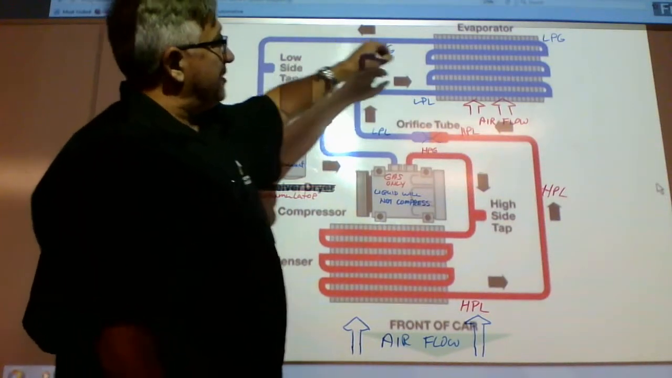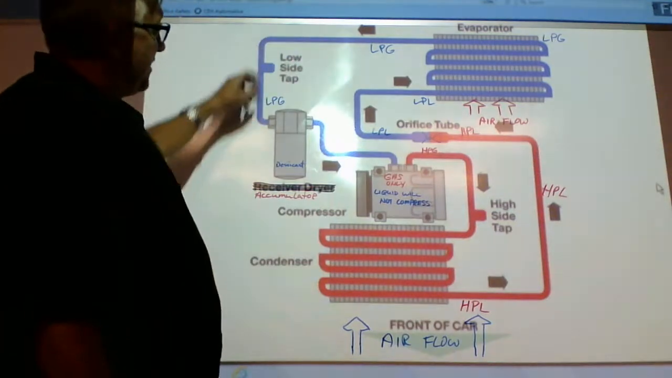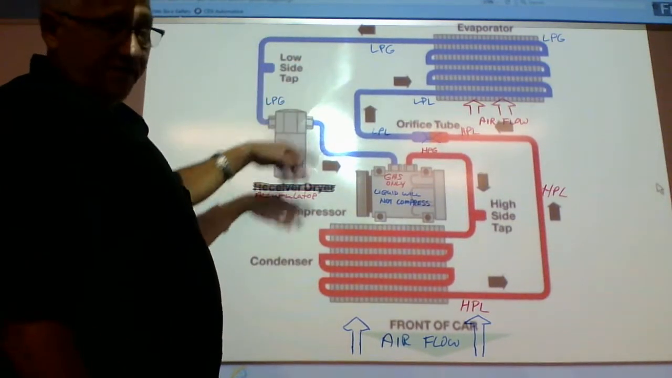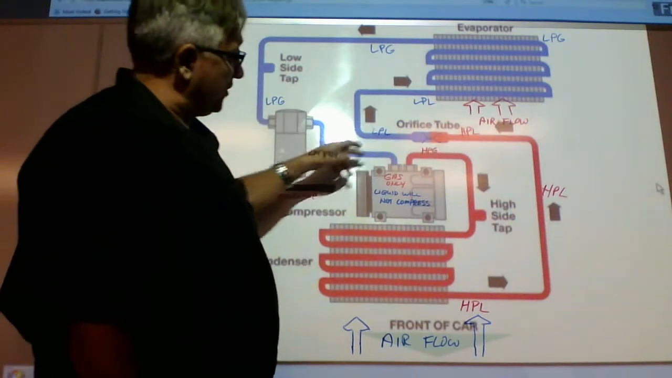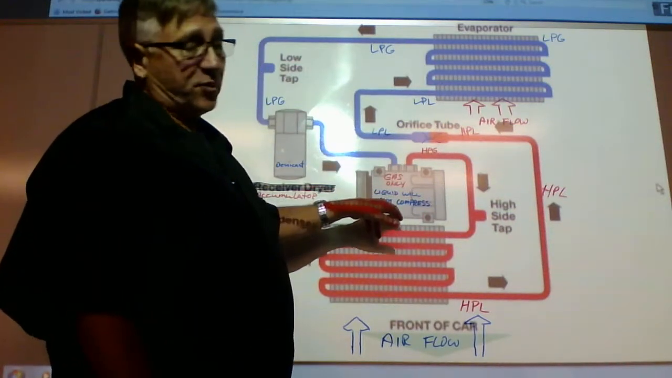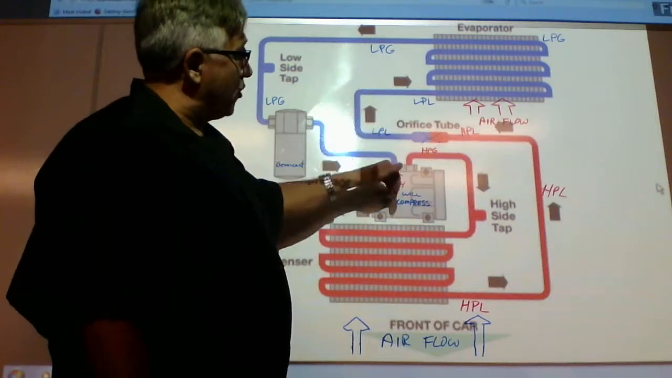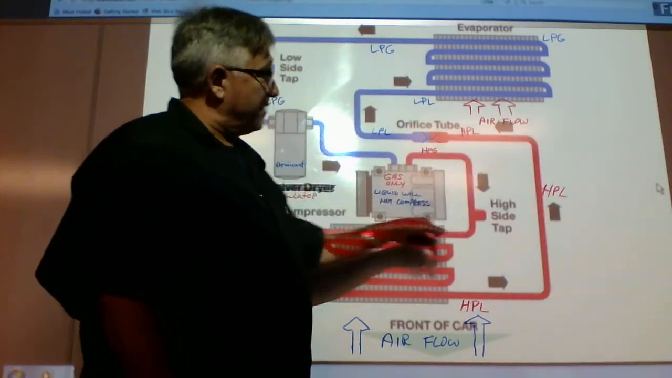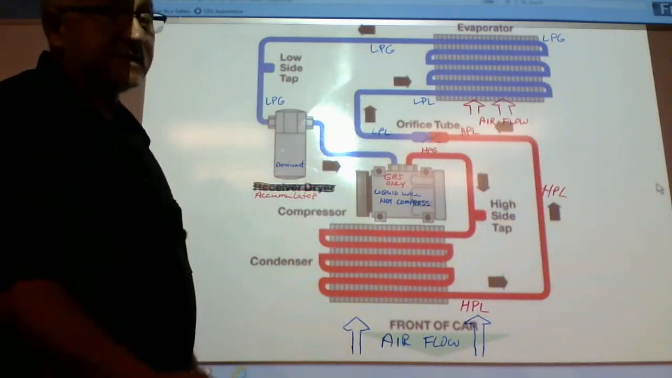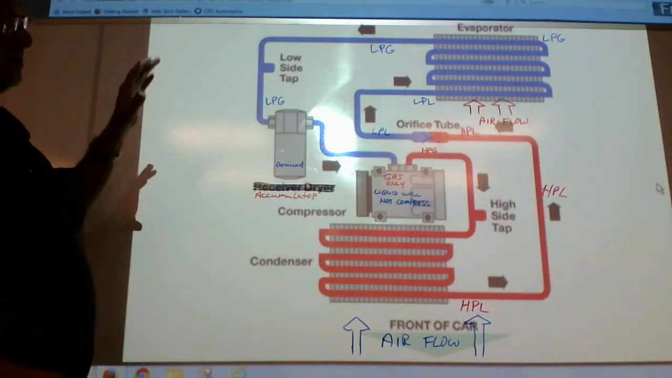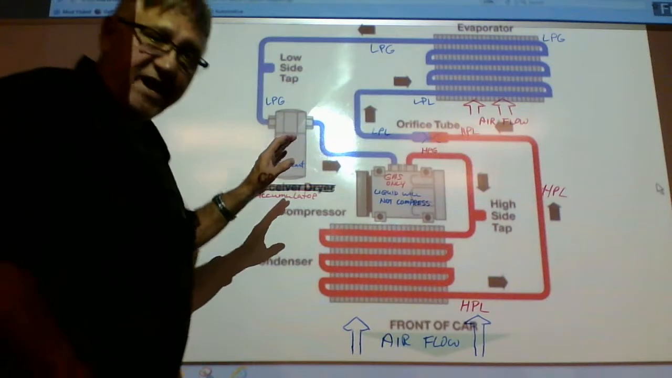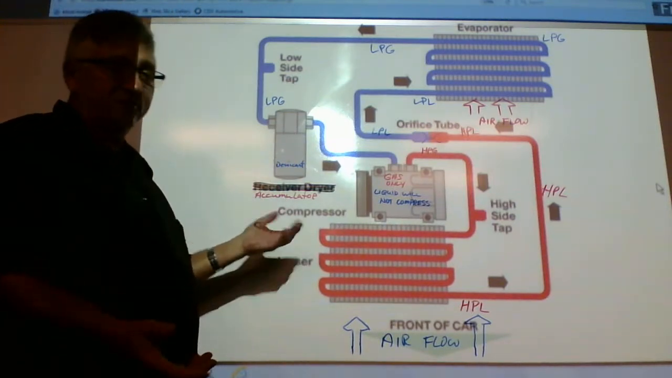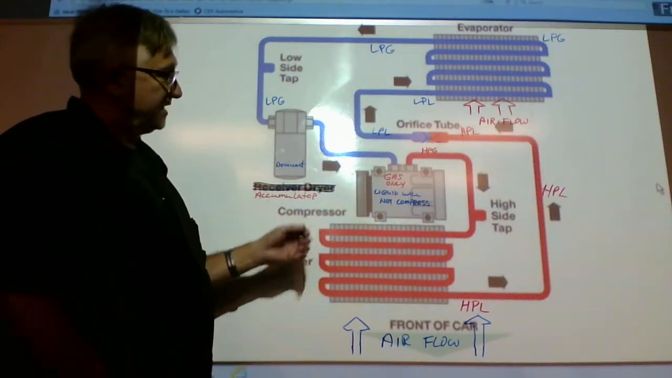And after it turns into a low pressure gas, it comes back around. And then, like I said, it hits the accumulator, and the desiccant takes out the moisture and returns it back to the compressor. And the compressor is actually drawing gas back in, or sucking it in, as it's forcing it back out as a high side gas. So this is kind of how the automotive system works, and it's no real mystery to it. It's just differences in pressures and what the actual system does.